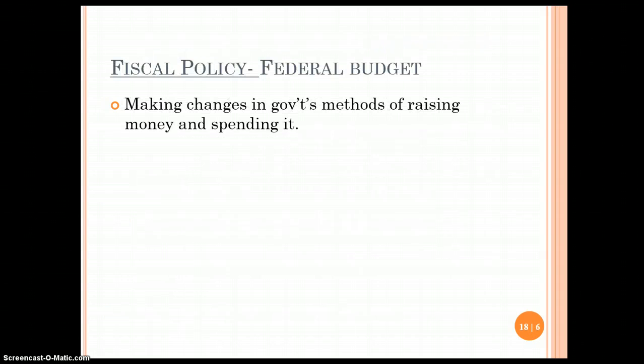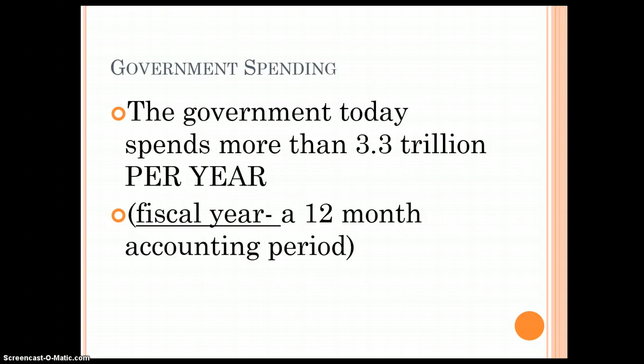The way I remember fiscal policy is fiscal starts with an F, and so does federal budget. So fiscal, federal budget, that should help you not get confused with monetary policy if you can remember it that way. So what we're going to talk about is making change in the government's method of spending money and raising money. So today the government spends more than $3.3 trillion. Think of all of the services that you get from the government, whether it's welfare or money towards education or defense spending. We'll talk about all of the categories in class.